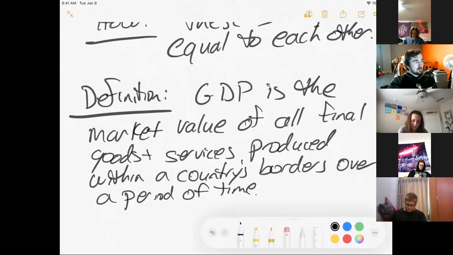Let's talk about these one at a time. I think the easiest way to think about this definition is just to break it down phrase by phrase. So GDP is the market value.